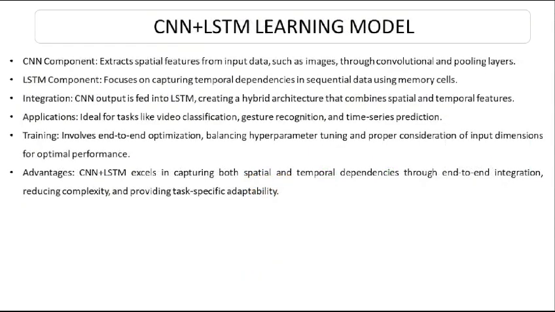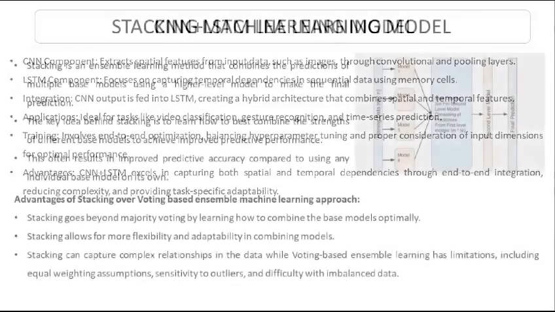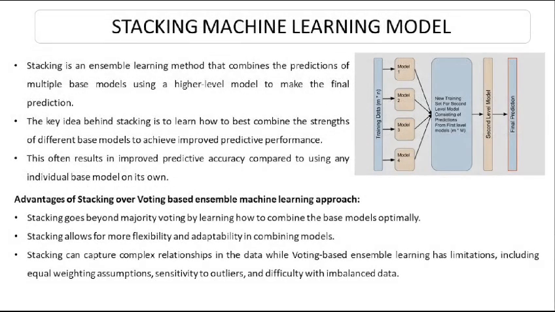So now this is a new technique, the CNN plus LSTM model, where we have integration of both CNN and LSTM. The advantage of this model is capturing both spatial and temporal dependencies through end-to-end integration, which also helps us reduce complexity and provide task-specific adaptability. Stacking machine learning model. Stacking is an ensemble method that combines the predictions of multiple base models using a higher level model to make the final prediction. Advantages of stacking over voting are: stacking goes beyond majority voting by learning how to combine the base models optimally, which gives us more flexibility and adaptability in combining models.